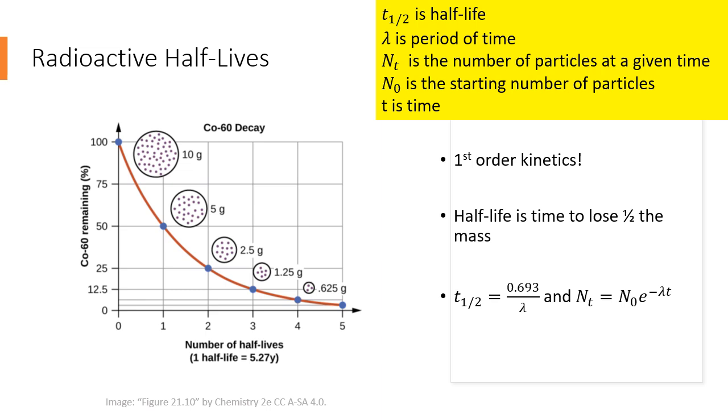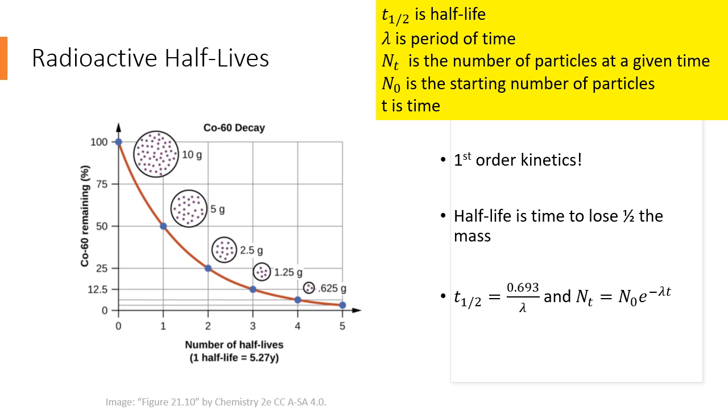You recall way back in the chapter on kinetics, we had zero order, first order, and second order reactions. All radioactive decays are first order kinetics, every single one, and they all happen spontaneously. So our delta G is negative. Half-life, if you recall, was the amount of time to lose 1/2 of the mass of the thing, or number of moles, because quantity is proportional.